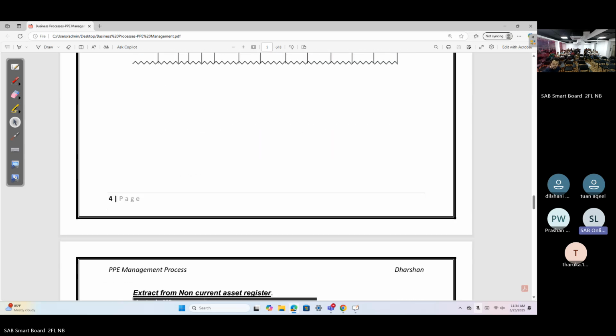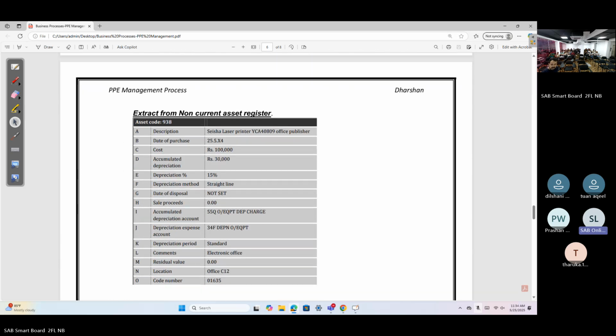So here, this is the information that should be included in the FAR. All the information related to the fixed asset must be recorded in the FAR, nothing we should miss. You can see the description of items. What are the details we should include in the FAR?